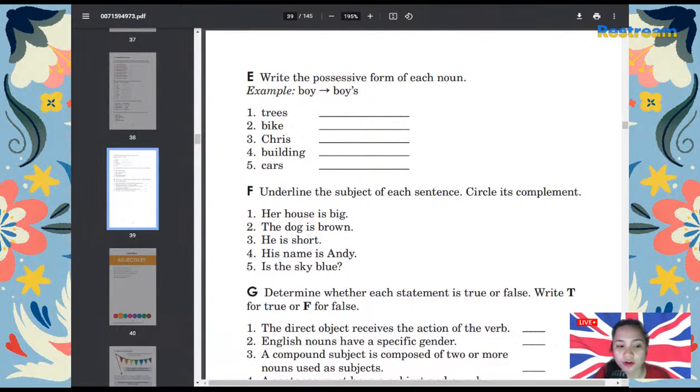Next, for number 4, his name is Andy. His name is Andy. So which one there? First the subject, then the subject complement. Which one there? His name is Andy.